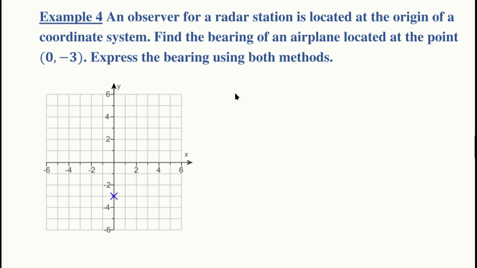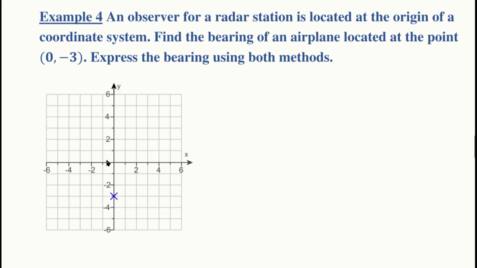All right, for this next example, we have an observer for a radar station that's located at the origin of a coordinate system. We want to find the bearing of an airplane located at the point (0, -3). And we're going to express this bearing using both methods.